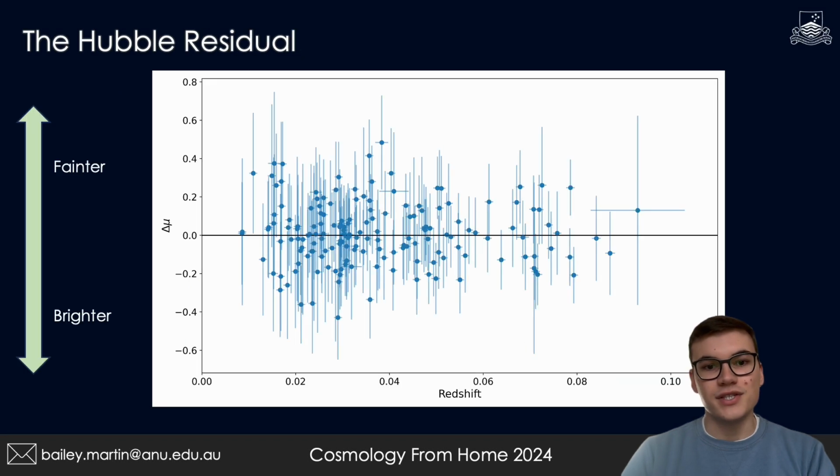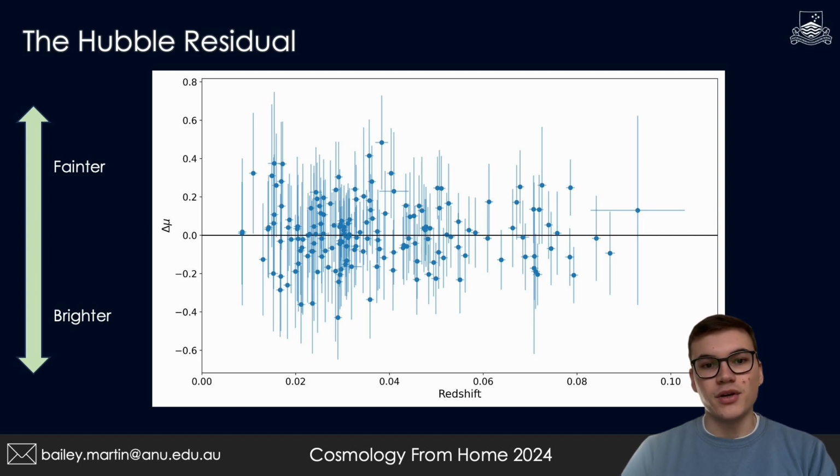Now, we can take the residual of the data relative to the model to see how well the model fits real observations. This Hubble residual is equivalent to the deviation in a supernova's observed magnitude from what we expect. So here I've plotted the Hubble residual for the Foundation dataset relative to my model from the last slide, where the brighter supernovae have negative values and the fainter supernovae have positive values.